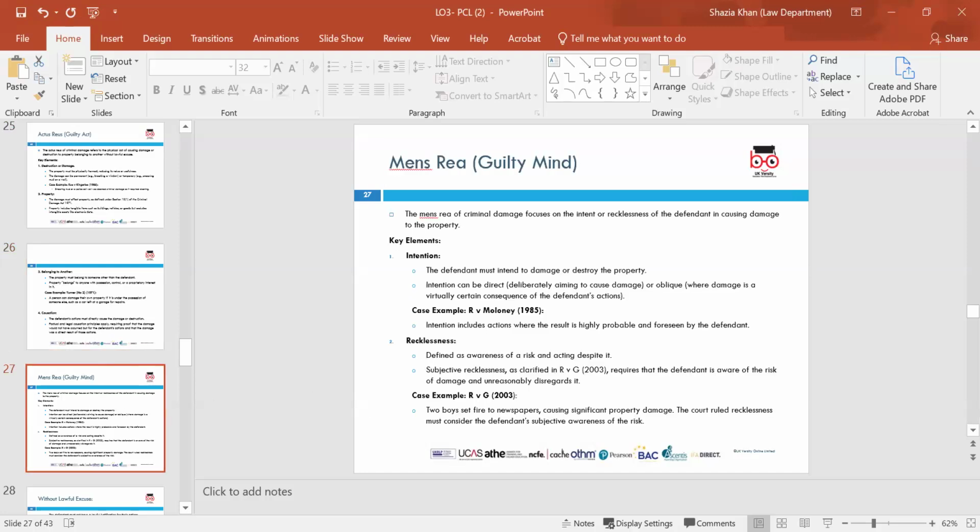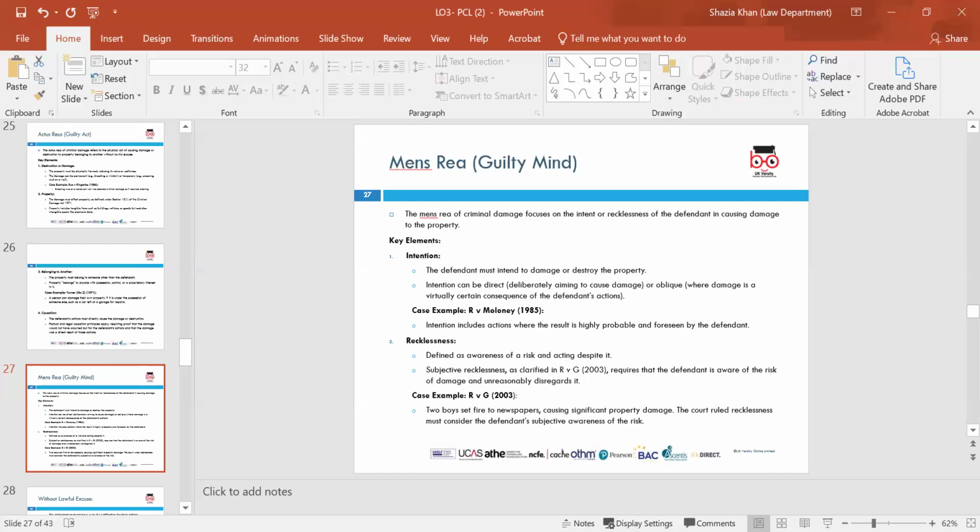is the first one, intention. Intention or recklessness. The defendant must intend to cause damage or act recklessly, in the case of R v G, 2003. Recklessness in that case was the notable case that reshaped the understanding of recklessness in criminal damage, where two young boys accidentally caused extensive fire damage with fire.